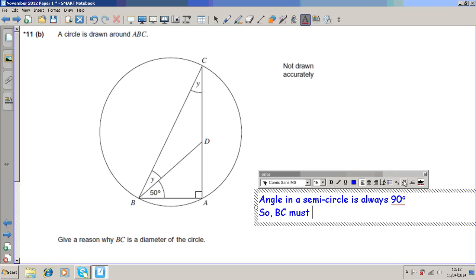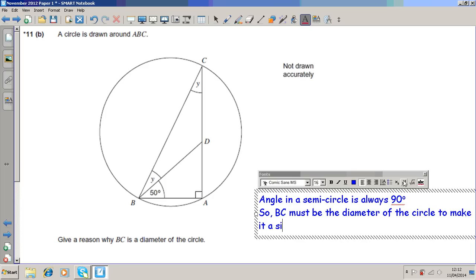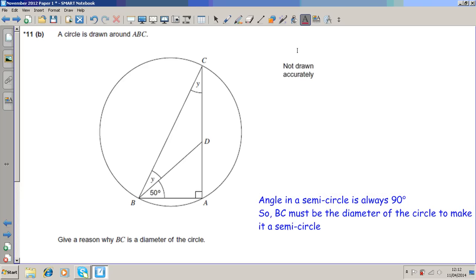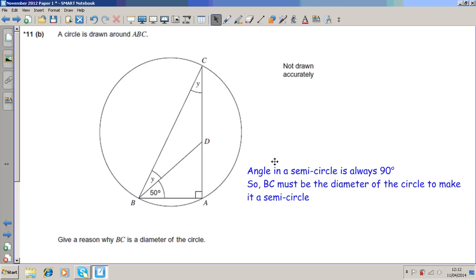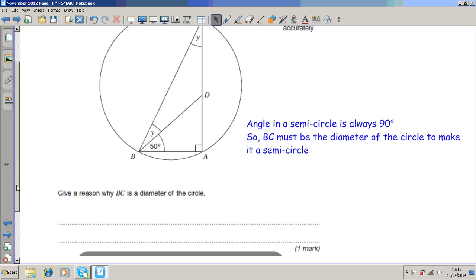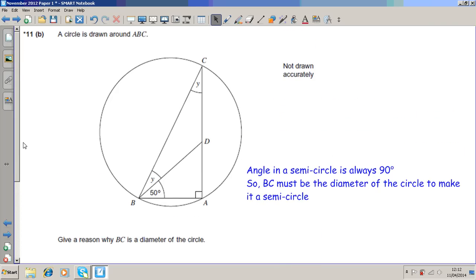So BC must be the diameter of the circle to make it a semicircle. There we go, something along those lines, and we'll give you the marks. I'd have thought there's only one mark available, so actually "angle in a semicircle is 90 degrees" would probably be enough on that one. But then there's a star on it as well, so go over the top.